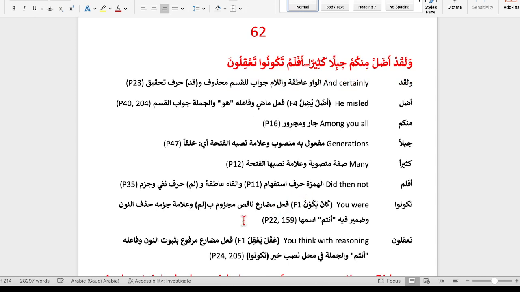Fi'lun mudari'un naqisun majzumun bil-lam, wa alamatu jazmihi hazfun-noon. The omission of noon is the sign that it is majzoom. And I showed you that this is for antum. So the damir fihi, antum, is ismuha.